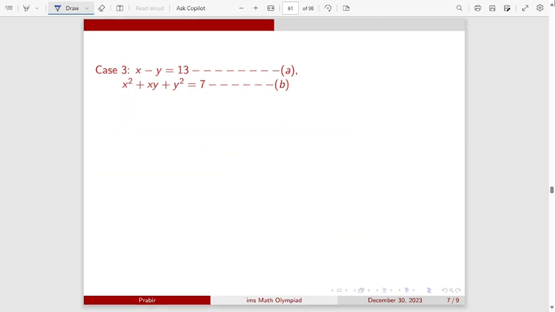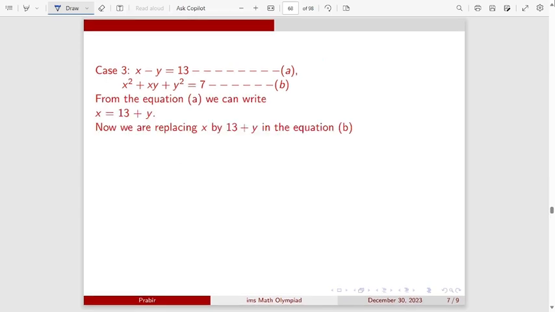Now let's go to case 3. What is in case 3? We have x minus y equal to 13, x square plus xy plus y square equal to 7. So from equation 1 we are doing the same trick, x equal to 13 plus y. Now we are replacing x by 13 plus y in equation b. So now (y plus 13) whole square plus y times (y plus 13) plus y square is equal to 7. Okay, so now we are going to simplify this one.